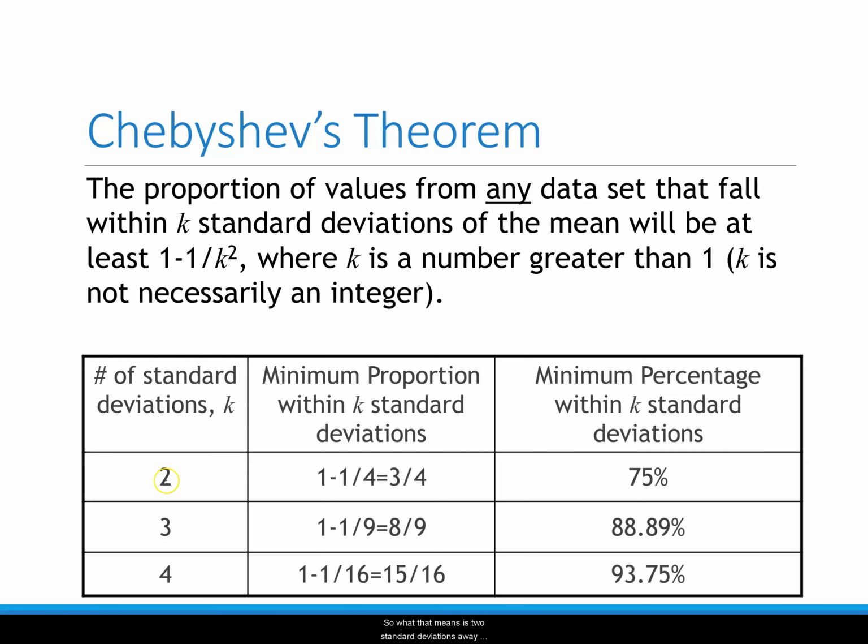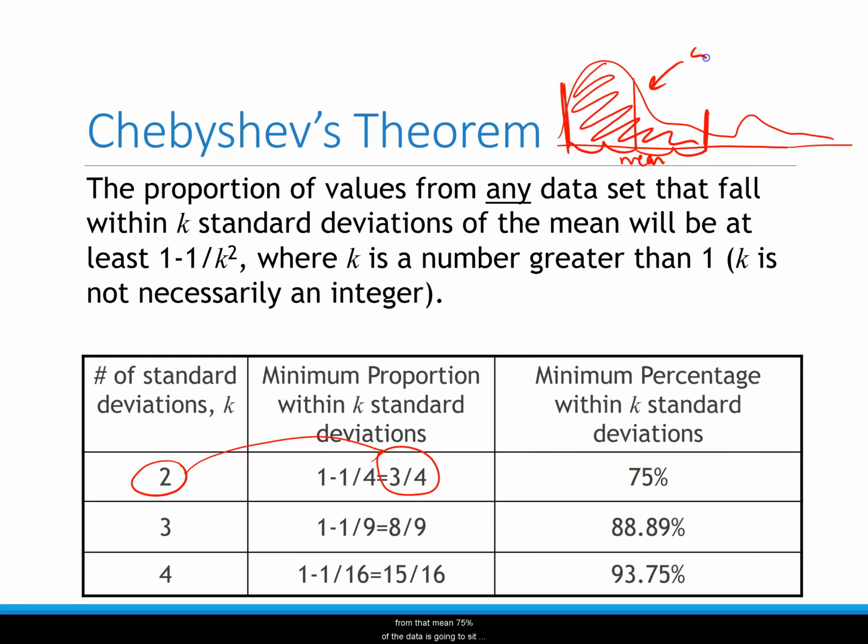So what that means is 2 standard deviations away from the mean, 3/4 of the data are going to sit there. So minimum percentage within k standard deviations. This does not matter what kind of distribution we have. If we have our mean given 2 standard deviations away from that mean, 75% of the data is going to sit there. Similarly, for 3 standard deviations, almost 89%, and then 4 standard deviations, almost 94%, 93.75% of the data will be near the mean within 4 standard deviations.